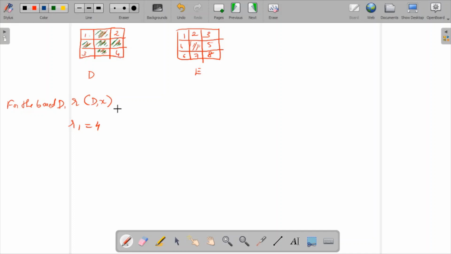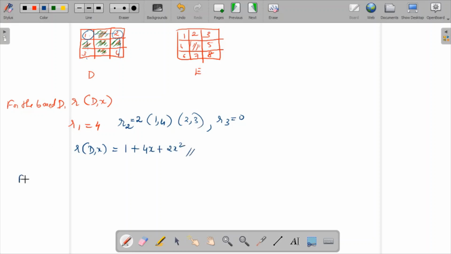So R1 is 4. R2, if you see, when you consider 1, this and this is not there, so the pair for R2 is 1, 4, and when it is 2, then 2, 3. So R2 is 2, whereas R3 is 0. So R of D of x is nothing but our old Rook polynomial formula, 1 plus R1 of x, that is 4x, plus R2 of x square, that is 2x square. 1 plus 4x plus 2x square.